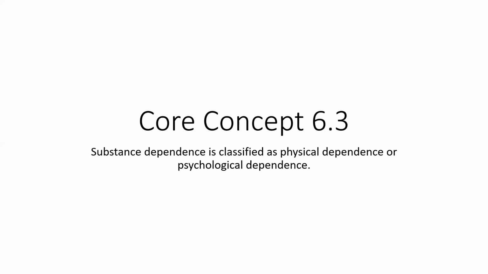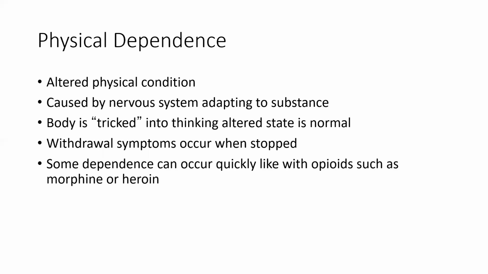That's what happens with people who abuse drugs. If they don't take it, they feel annoyed and irritated, just like we get irritated if we don't get the stuff that we want to take. Now, physical dependence is an altered physical condition. It is caused by the nervous system adapting to the substance. The body is tricked into thinking the altered state is normal, and withdrawal symptoms occur when it is stopped. A simple withdrawal symptom, if you're addicted to coffee and you don't take it, is that you start getting headaches. With the major drugs, the big drugs, if you stop taking them, they will definitely show withdrawal symptoms as well.